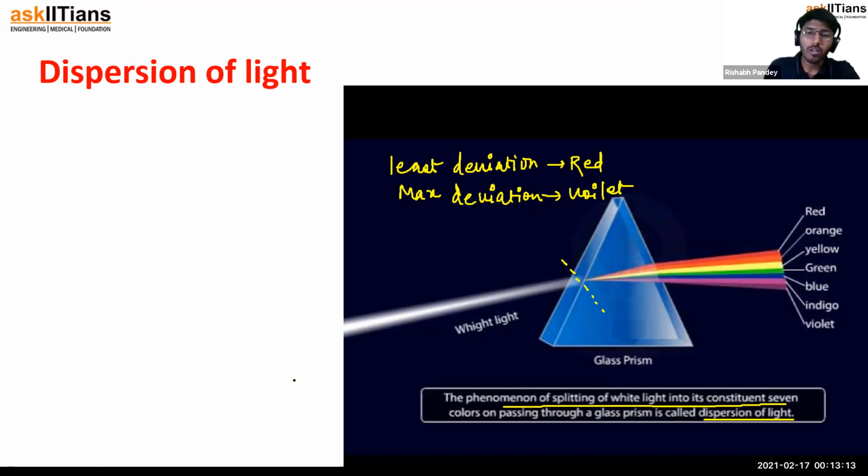So a white light gets dispersed into its 7 constituent colors. Correct? Now the question arises: why does this happen? What the prism does is that a white light enters the prism, and when it comes out, that white light gets deviated into its 7 constituent colors.